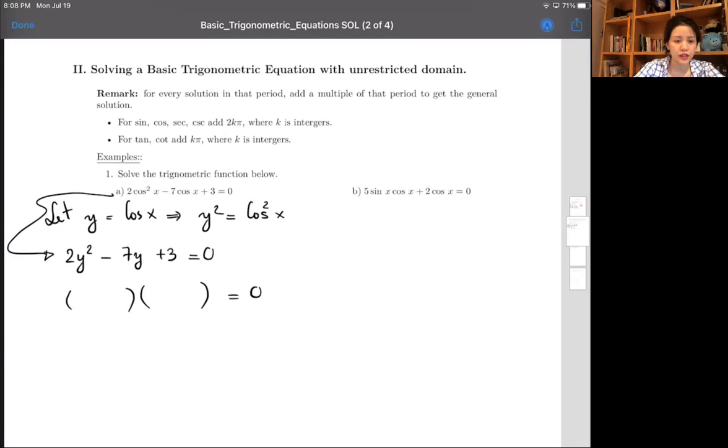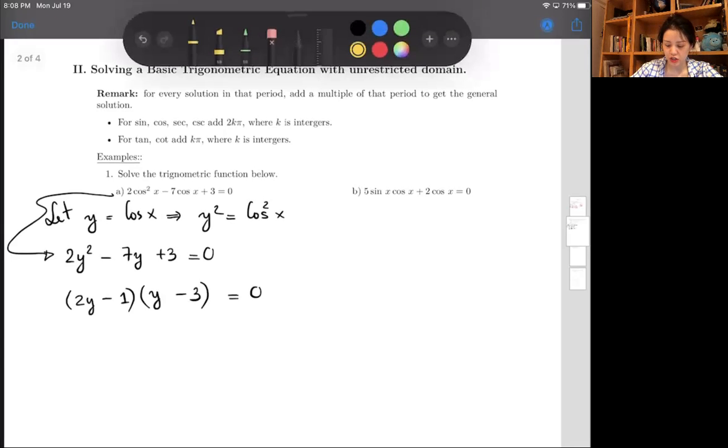I need two numbers that multiply to give 3 and add up to -7. First of all, I need 2y here and a y here, because 2y times y is 2y squared. And maybe a -1 and a -3. Now let's check. You can always check. I have -y for the inner product and -6y for the outer product, so they add up to -7y. So we're good.